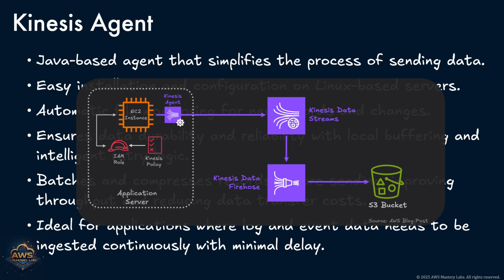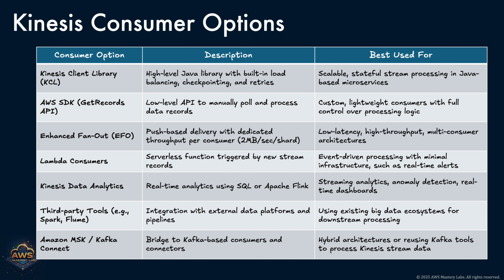The Kinesis agent is ideal for scenarios like streaming Apache or Nginx logs, custom application logs, or audit trails from EC2 instances or on-premise servers. It's a particularly useful choice when you need a low-latency, no-code solution to move logs and events into your AWS data pipeline.